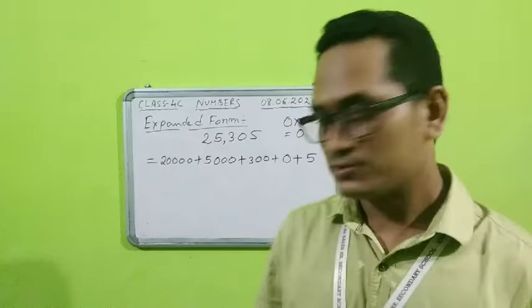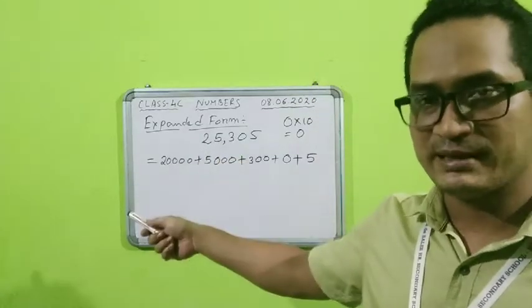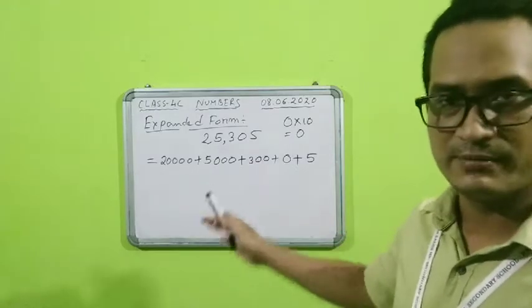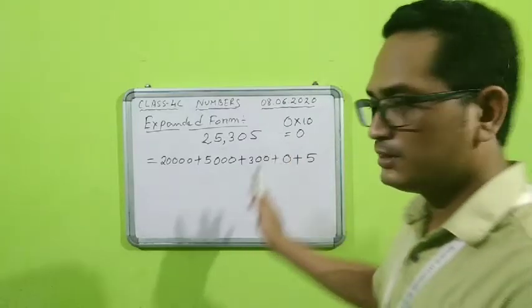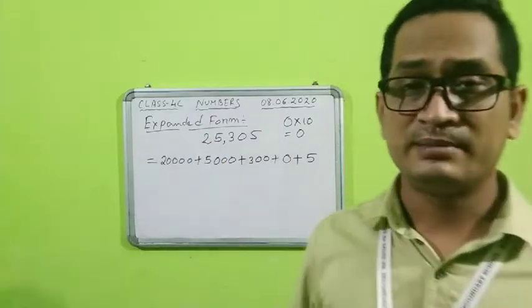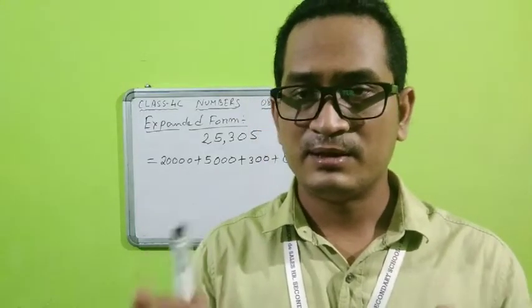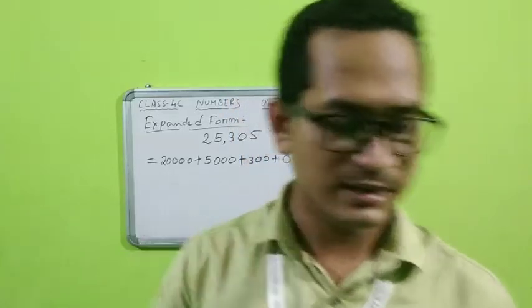25,305. So students, please note it down, this one and the previous example also. You can pause the video or do whatever is comfortable for you, but please note down this expanded form also. So what is the meaning of expanded form, student? Expanded form means the sum of the place values of the digits of a number. That is called expanded form.